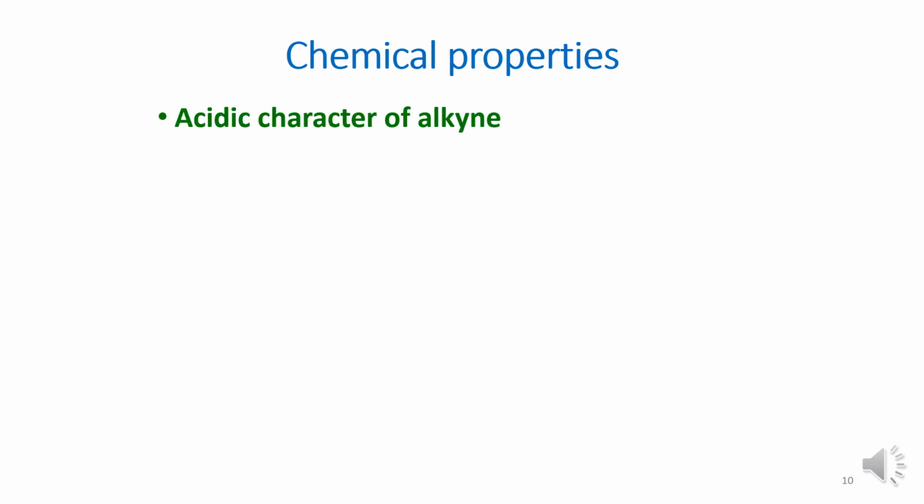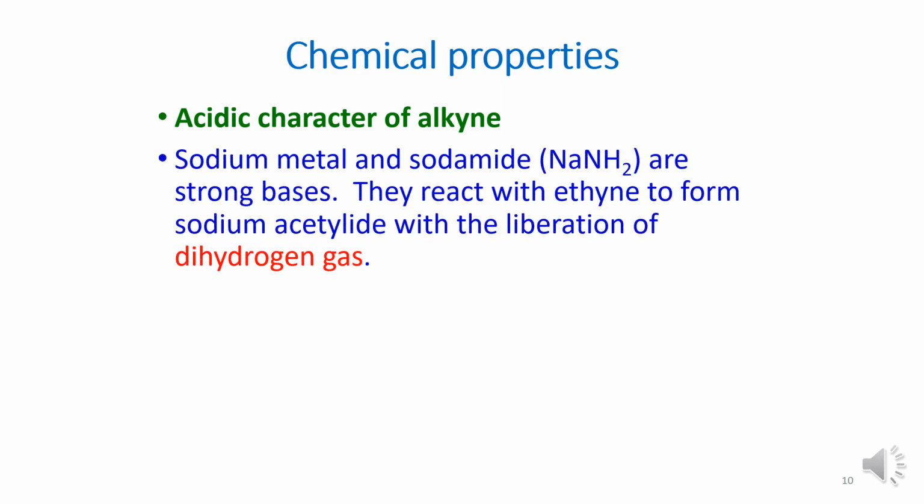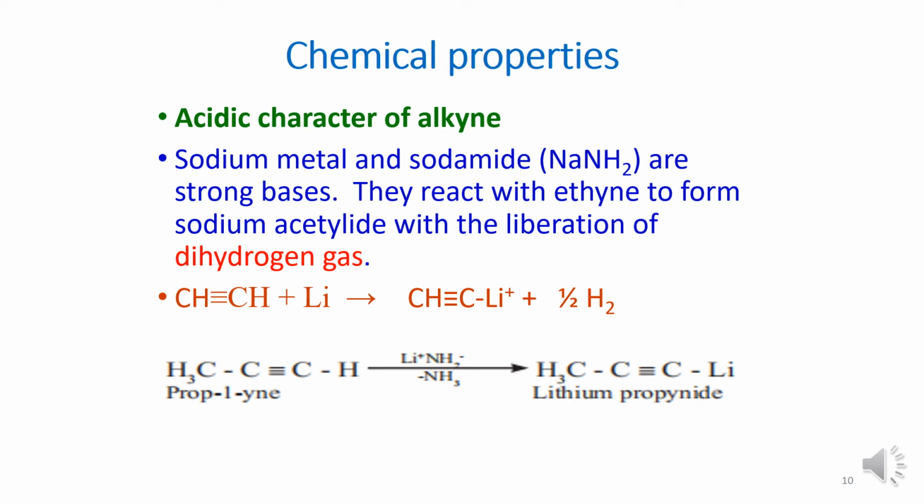Chemical properties of alkynes, and the first chemical property is acidic character of alkyne. The hydrogen bonded to carbon triple bond has acidic character. I told you in the previous slide, lithium amide is quite a strong base, and when it is treated with alkyne, it will give us lithium acetylides with liberation of hydrogen gas, which is indicating the acidic character of terminal alkyne.